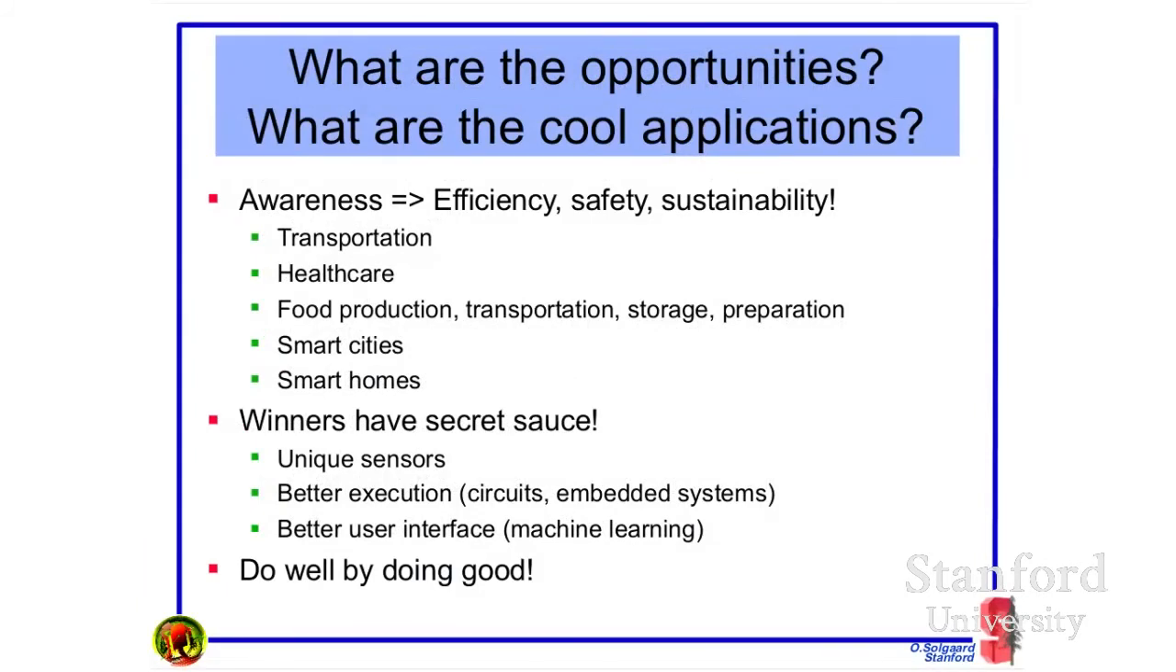So to end, what do I see as the big opportunities of the Internet of Things, and what are the cool applications? I think that the Internet of Things, like I said, even if I can't really define it, is about awareness. If you want to use one word that describes the usefulness of the Internet of Things, it's awareness. That's going to lead to efficiency, safety, sustainability in transportation, healthcare, food, in production, transportation, storage, preparation.